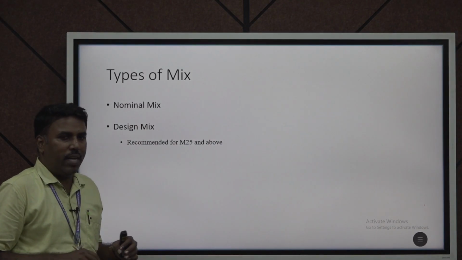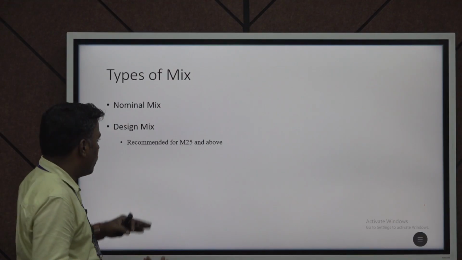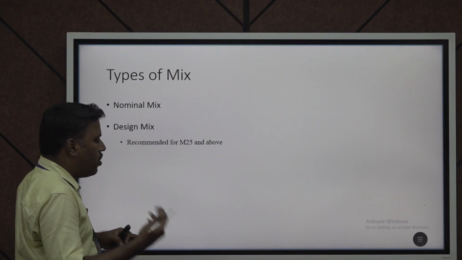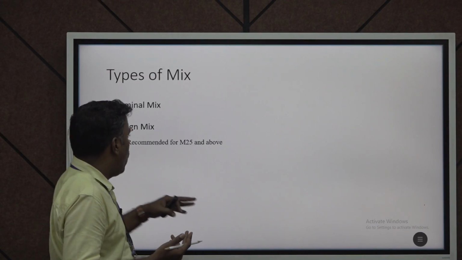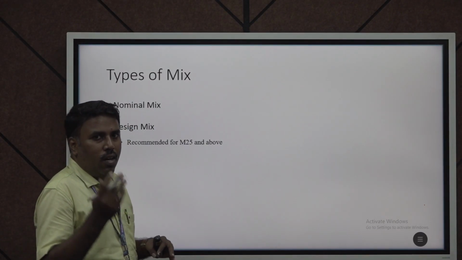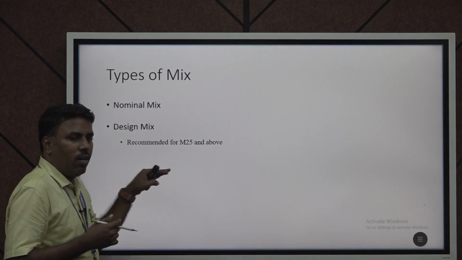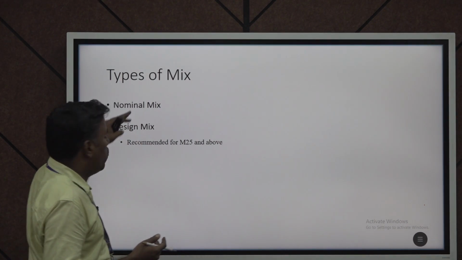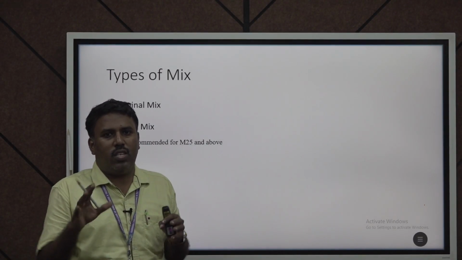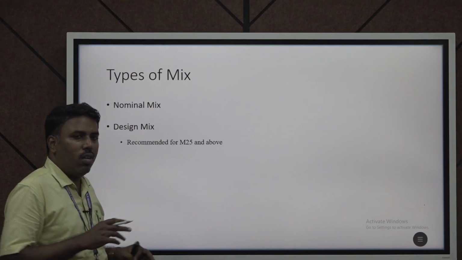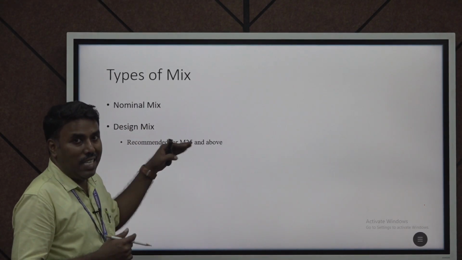Next one is types of mix. First one is nominal mix. Second one is design mix. If you want to use more than M25 grade, you have to design the mix of the concrete. For M10, M15, M20, we need not go for mix design. We can use nominal mix, that is based on the thumb rule, like 1:2:4, 1:1.5:3, like that we can use nominal mix. If you go above M25, we have to go for design mix.